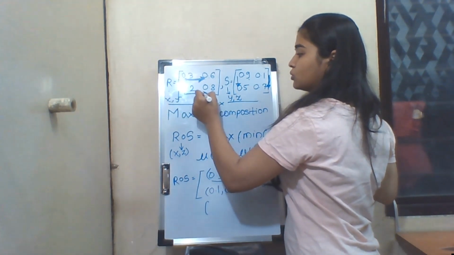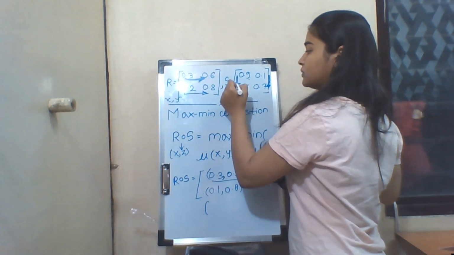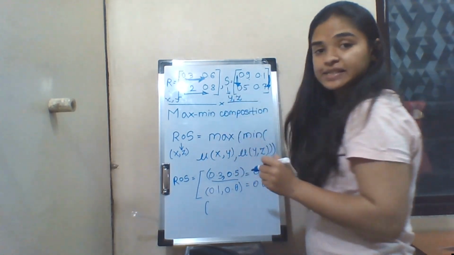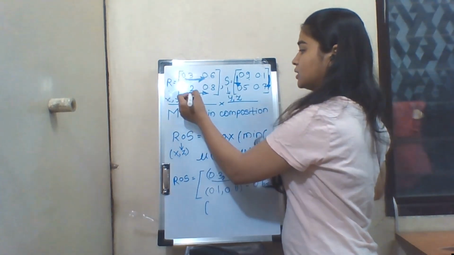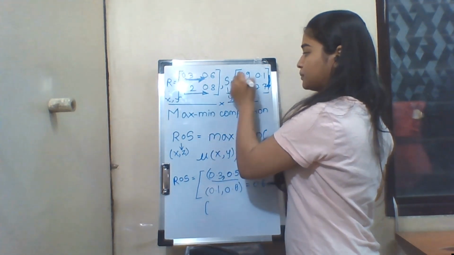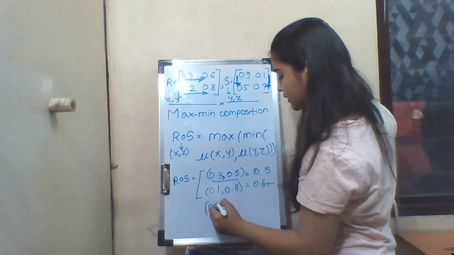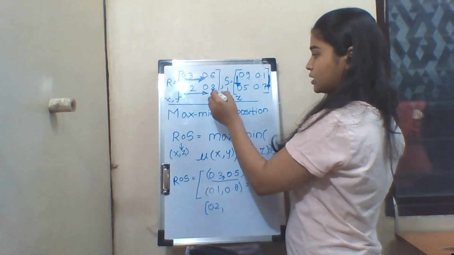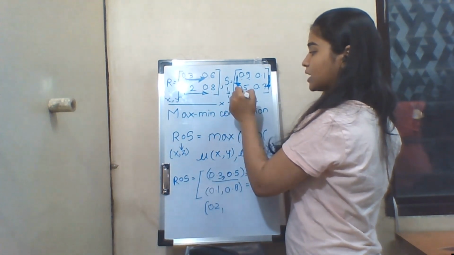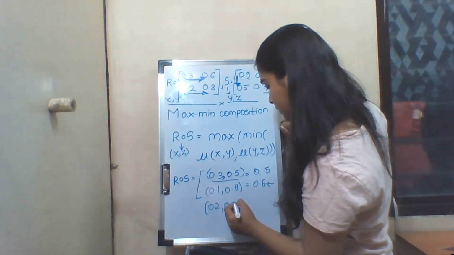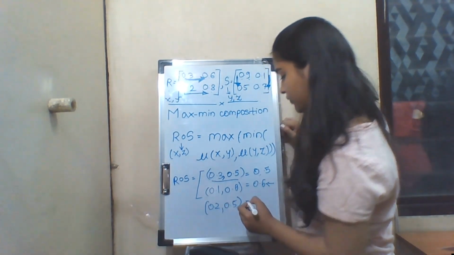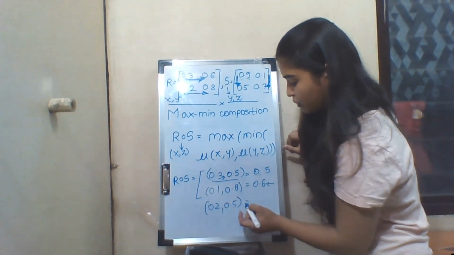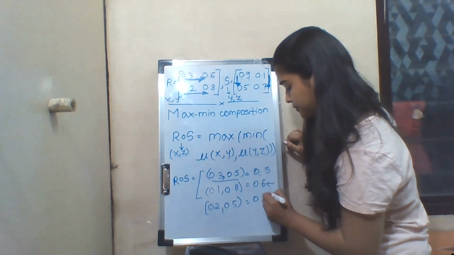Now we perform it on row 2 of R and column 1 of S. So let's look at 0.2 and 0.9. Minimum is 0.2. Then we select 0.2. 0.8 and 0.5. We select 0.5. And we select the maximum out of this, which is 0.5.